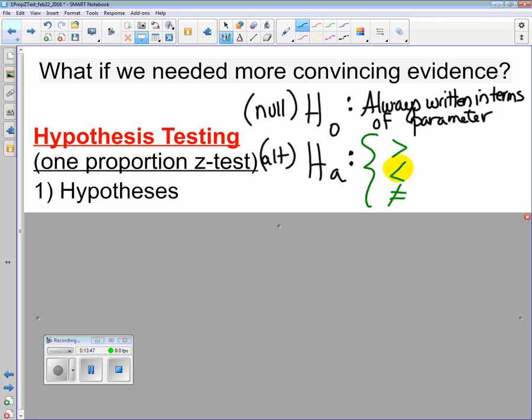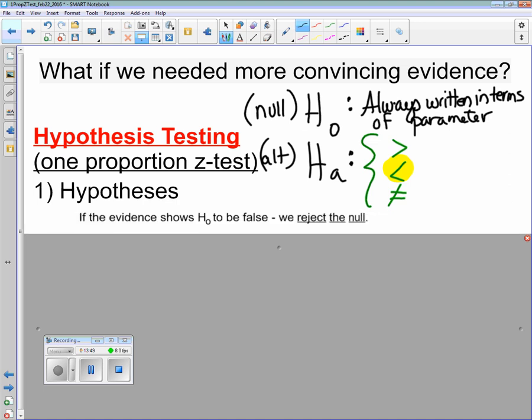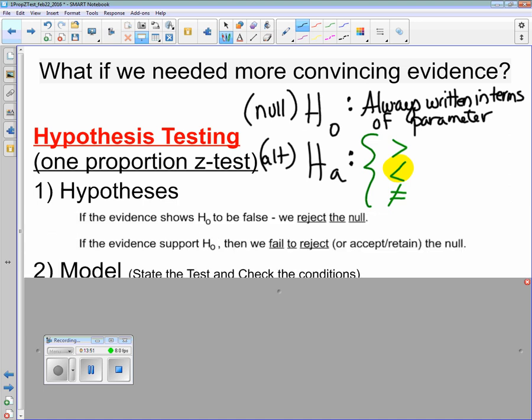We go back to steps. First one's hypotheses. We'll get to rejecting the null and all that in a minute. It really shouldn't be there. It should be in the conclusion part. What does model mean? Look at your notes. What did the book say for step 2? It's the model. We're going to model the situation. What do I need to check for that? Or what do I need to state for that? The conditions and the same thing. The name of the test. What test are we doing?